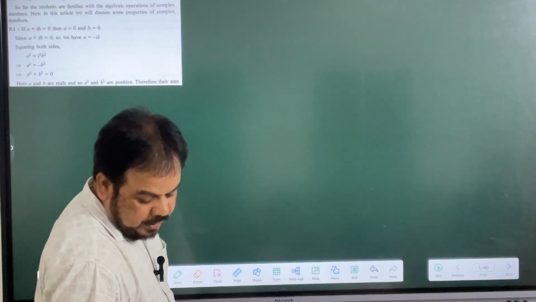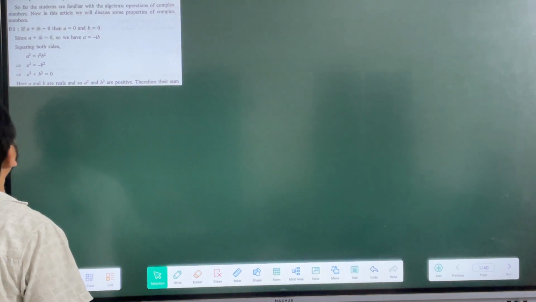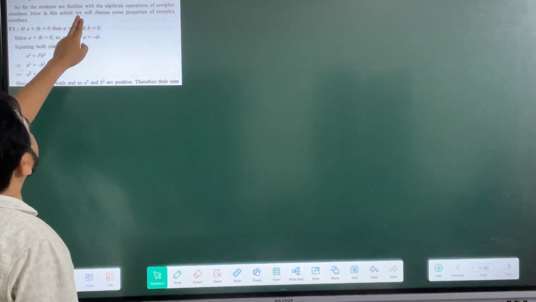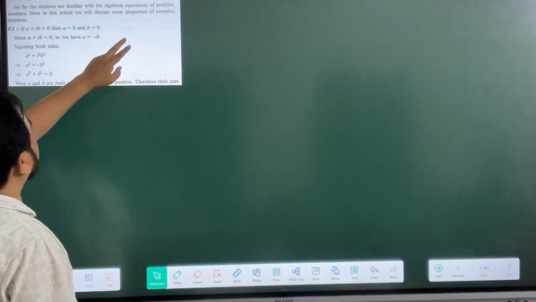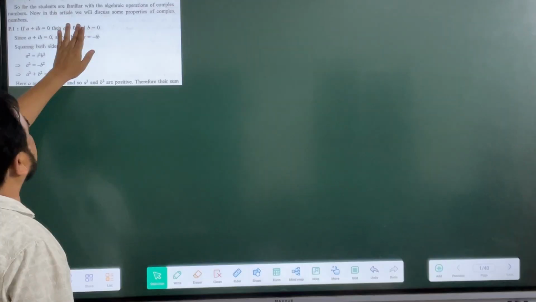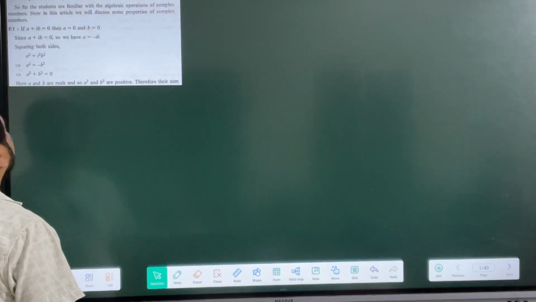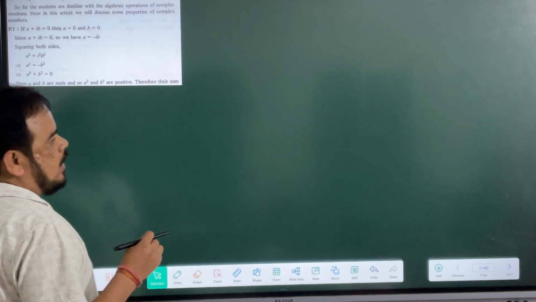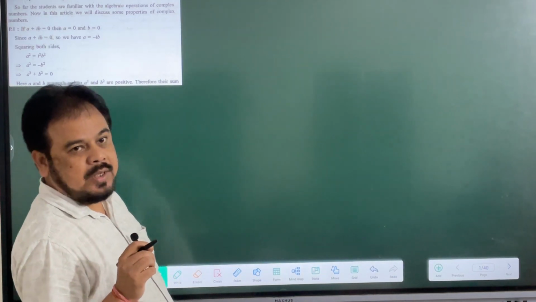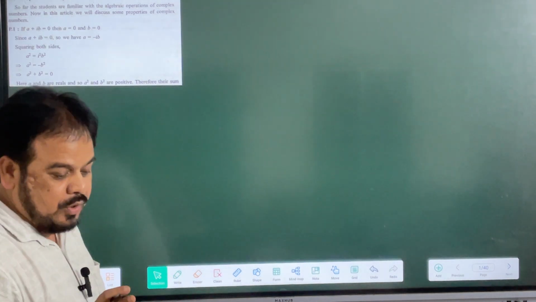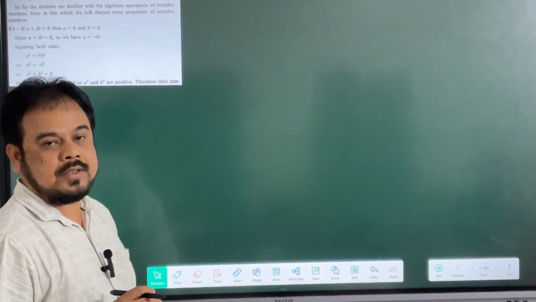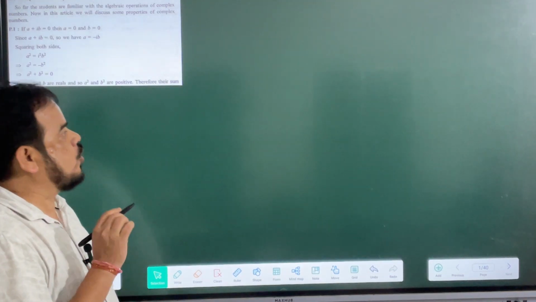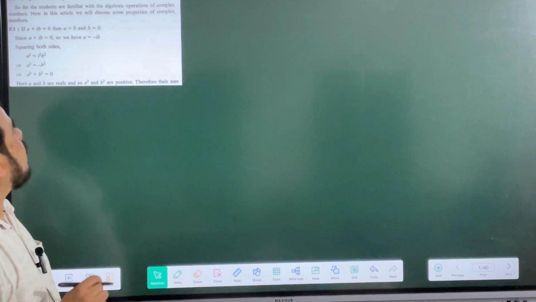So first is properties of complex numbers. So far the students are familiar with the algebraic operations of complex numbers. Now in this article we will discuss some properties of complex numbers. If we don't know the properties of complex numbers, we will get difficulties in future to do the sums of complex numbers. So first of all, we must know the properties of complex numbers.